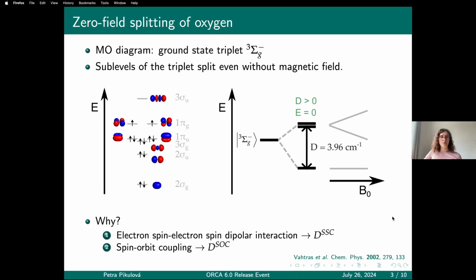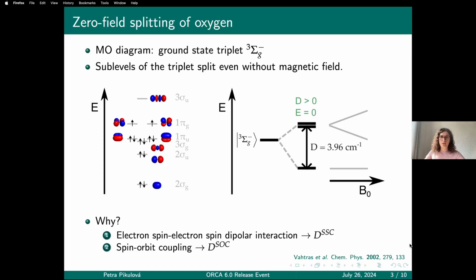So here I have prepared a molecular orbital diagram that shows the configuration corresponding to the ground state of the oxygen molecule, which is actually a spin triplet. And when you have a spin triplet, then you expect that you have 3 sublevels that are degenerate. But actually there are some small interactions that originate from relativistic treatment that make the 3 sublevels of this triplet split in energy even before you apply the external magnetic field.